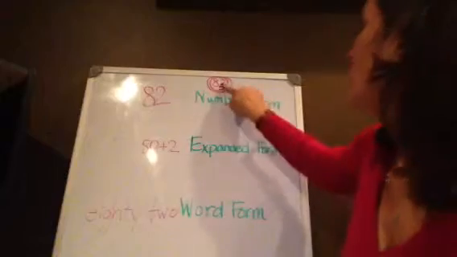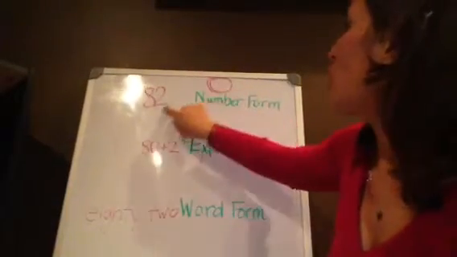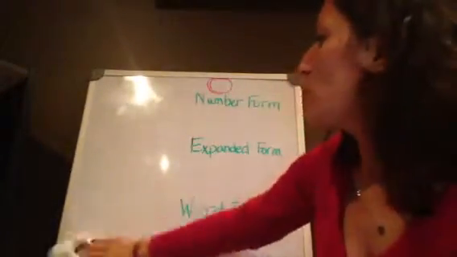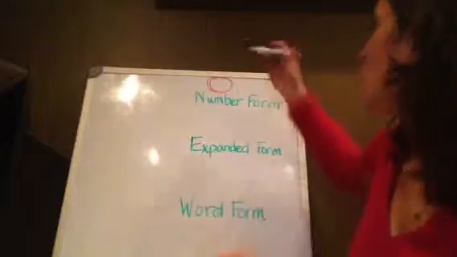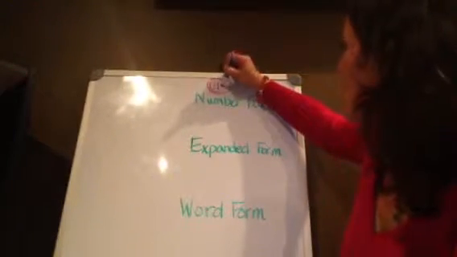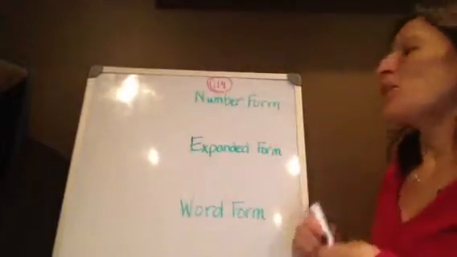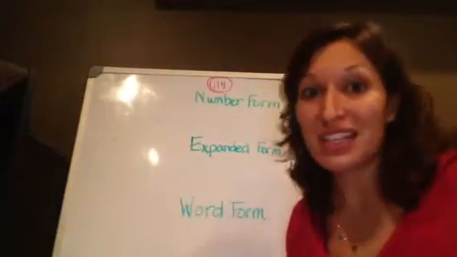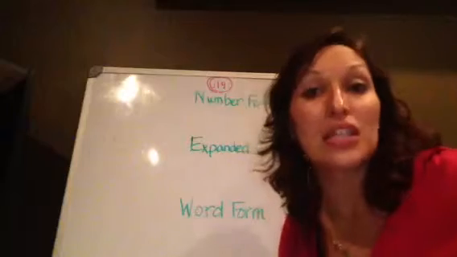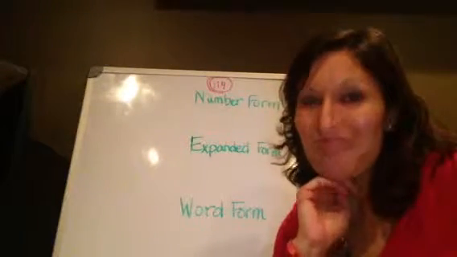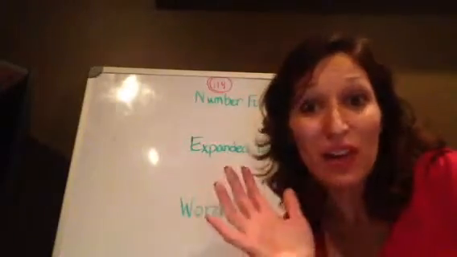114. We're going to put it in our target and write the 3 forms of the number 114, just like we did for 82. If I want to write number form, that's easy, right? All I'm doing is writing the digits. Do I already have that on my board? Yep, you knew it. I already have it on my board.